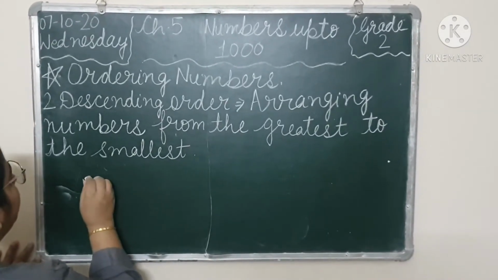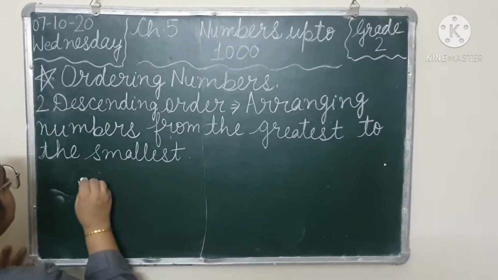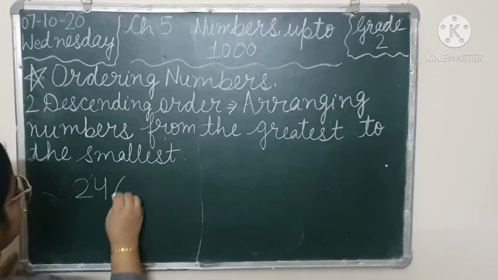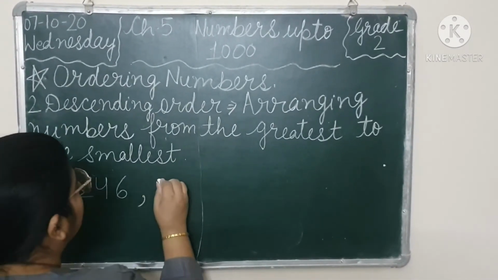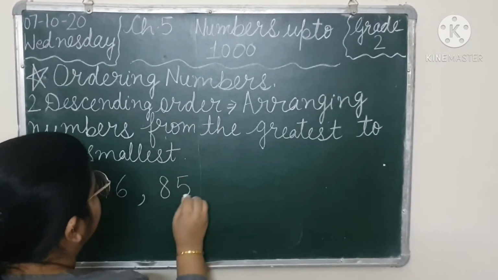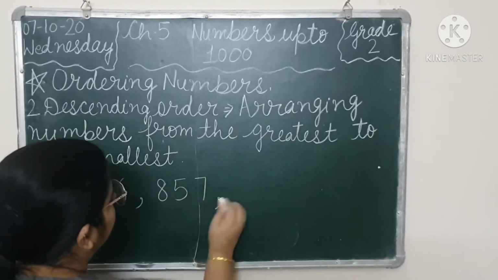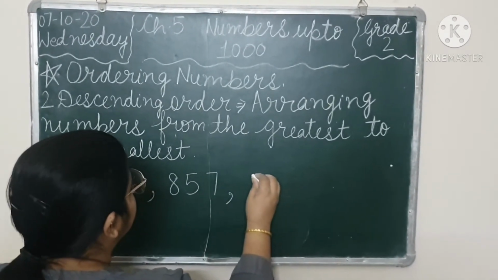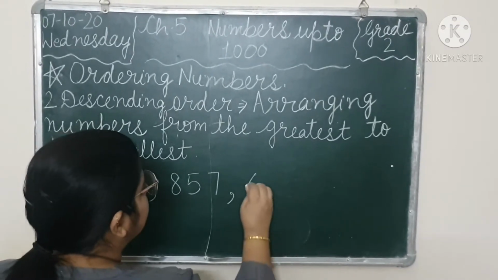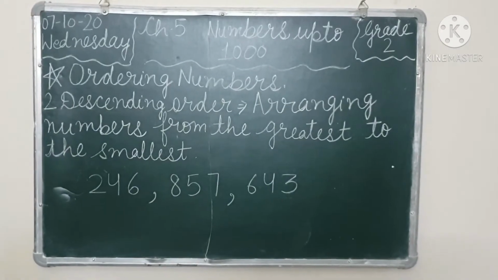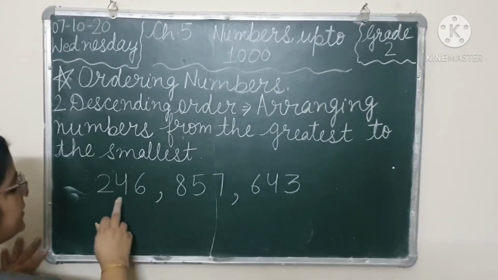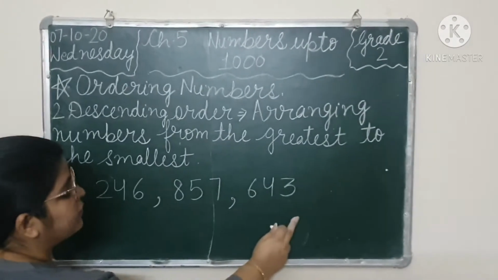Another numbers: 246, and then 857, and 643. We take another numbers. So 246, 857 and 643.